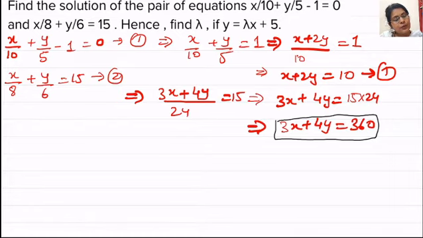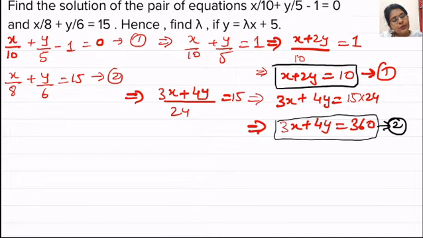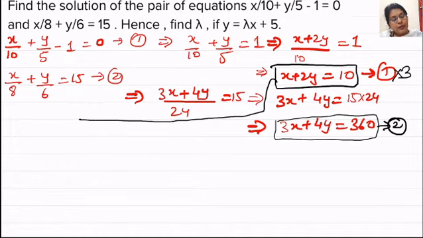So this is our second equation, and this is our first equation. These are the two equations we have to work upon. Now no method is specified over here, but I think the easiest method is the elimination method. So we'll simply adopt the elimination method. Following the elimination method, we'll multiply equation 1 by 3. What do we get if we multiply equation 1 by 3? 3x plus 6y is equal to 30.